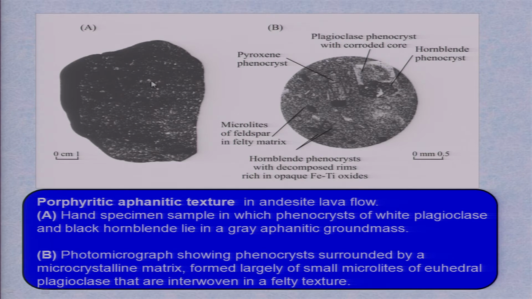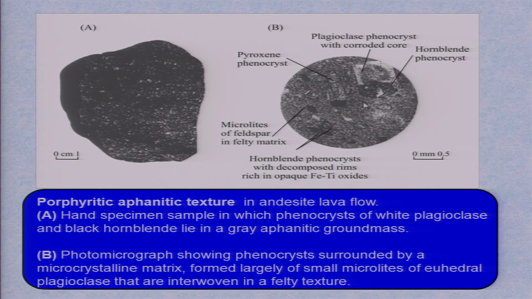See here in this slide, this white colored plagioclase phenocryst is lying within the black colored glassy groundmass, and black hornblende in a gray aphanitic groundmass. The hornblende is actually black in color, which you cannot see in this background, because the background is glass, which is also black in color, but the white phenocryst of plagioclase is clearly identified.